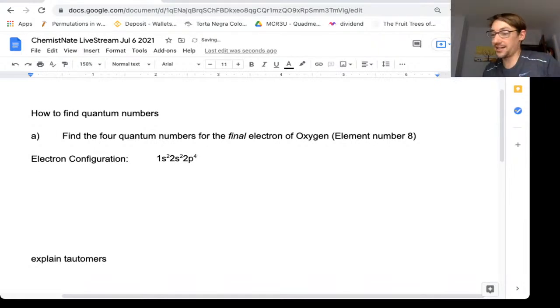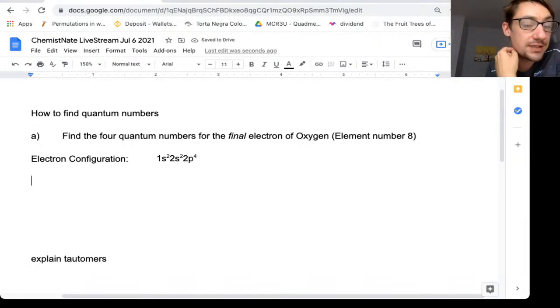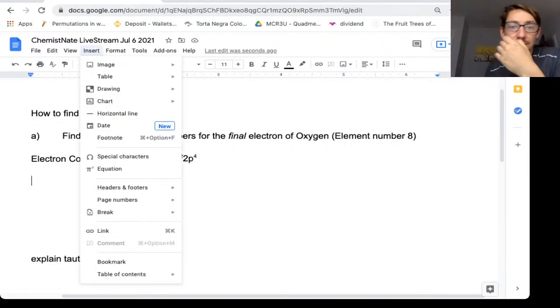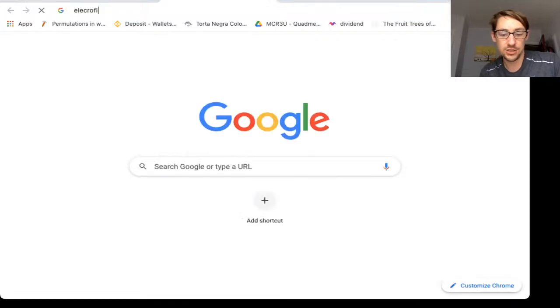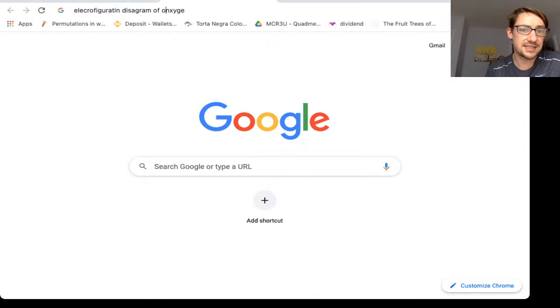Now we could draw a diagram for that too if we wanted to. It might just be easier if I go and track it down for you. Electron configuration diagram of oxygen. Only bringing this up so you can see it in a second way. Wow, I think my computer's lagging badly.